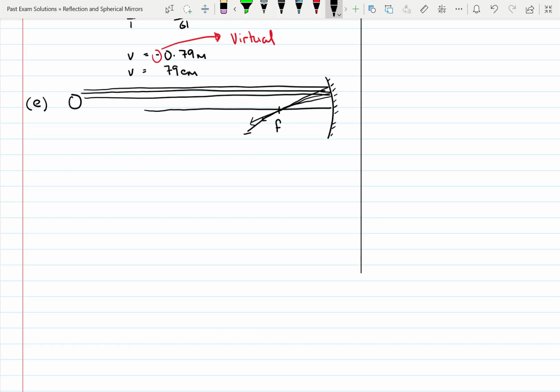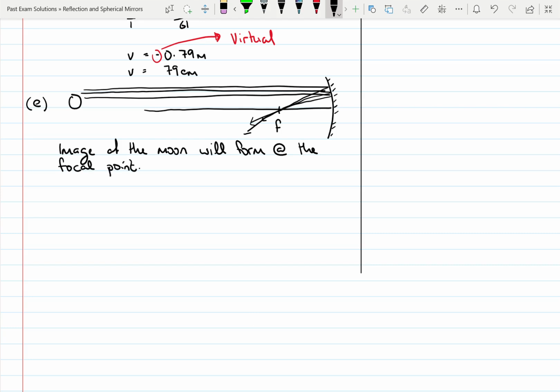Okay, so the answer to this question is, where will an image of the moon form? The image of the moon will form at the focal point.